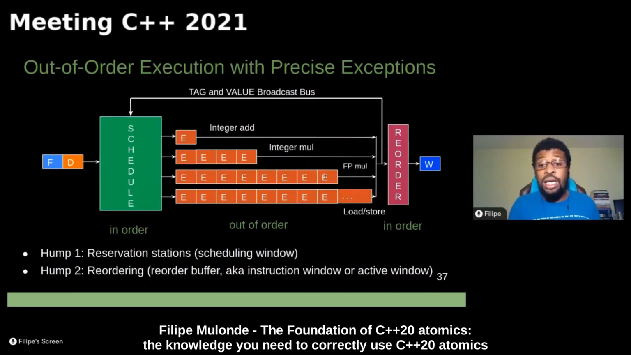As we see, the instructions complete out of order, but they don't update the architecture state out of order. They update the reorder buffer out of order, and the reorder buffer updates the architecture state in the program order specified by the program. So we have an in-order dispatch, an out-of-order execution, and an in-order update of the architecture state.